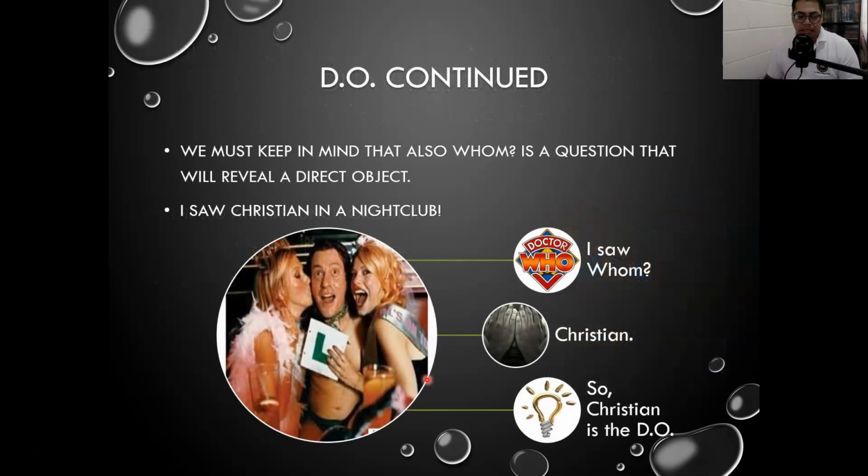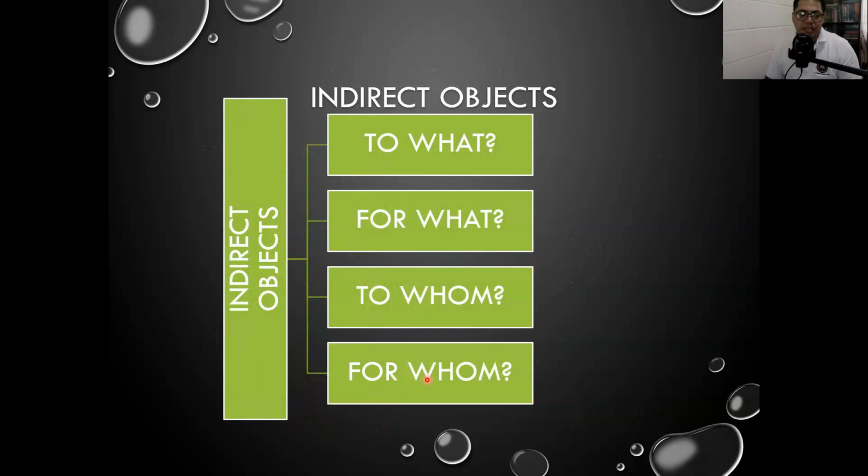And after the direct object, we discussed the indirect object. In order to find the indirect object, we have four different questions that we can ask. And if we get an answer for one of these four questions, then we have an indirect object. The questions are: to what, for what, to whom, and for whom. If you get an answer to any one of these questions after the direct object, of course, remember that you need to have a direct object in order to find an indirect object, then we'll say that we have an indirect object.